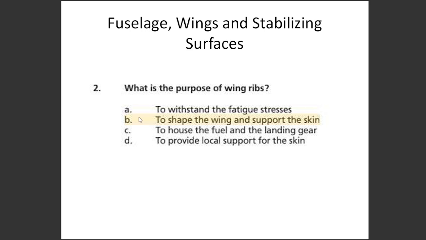Our options are A, to withstand the fatigue stress, B, to shape the wing and support the skin, C, to house the fuel and landing gears, D, to provide local support for the skin. So it is providing support to the skin, and in addition to that it is also providing the shape to the wing. So our answer is B.